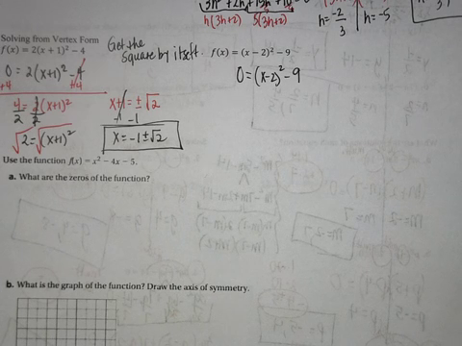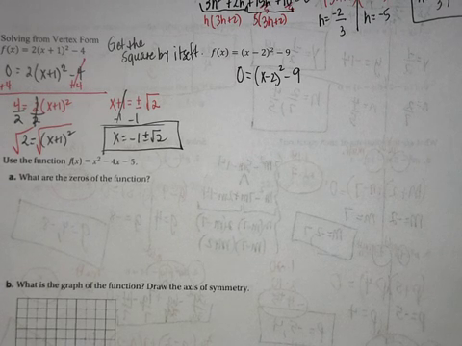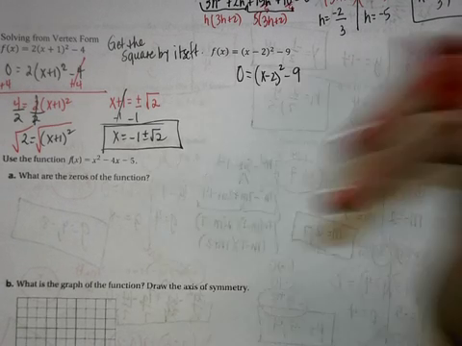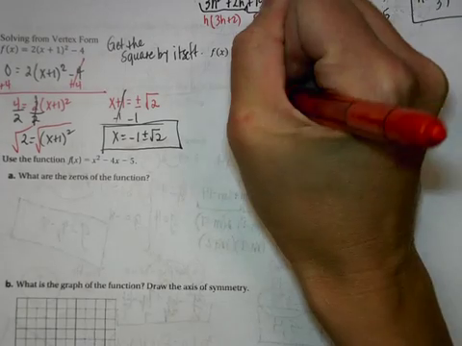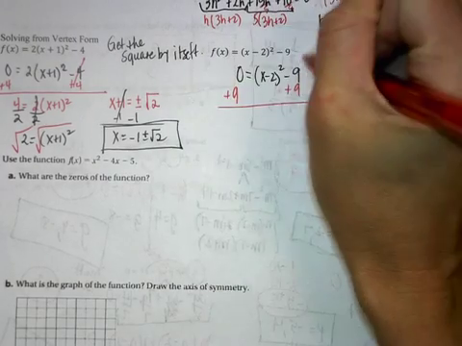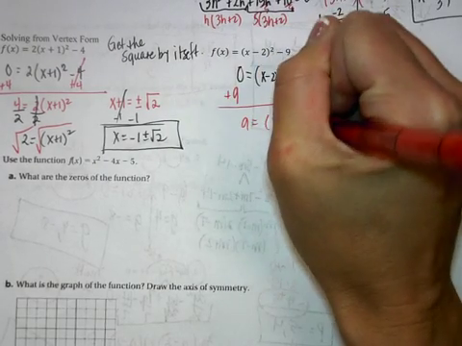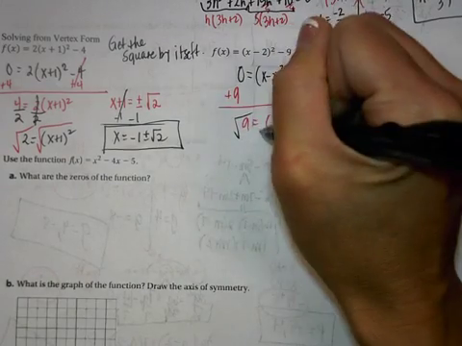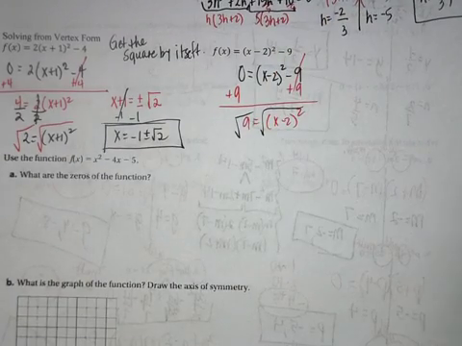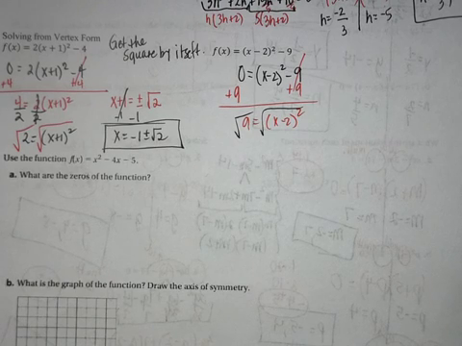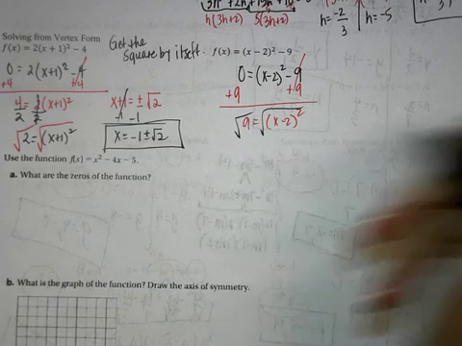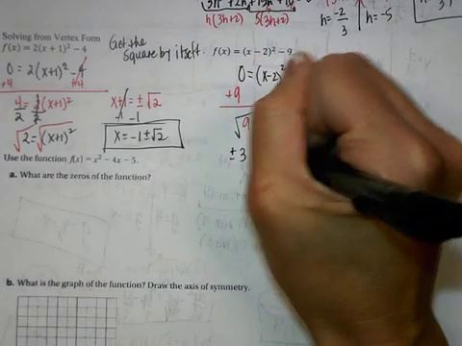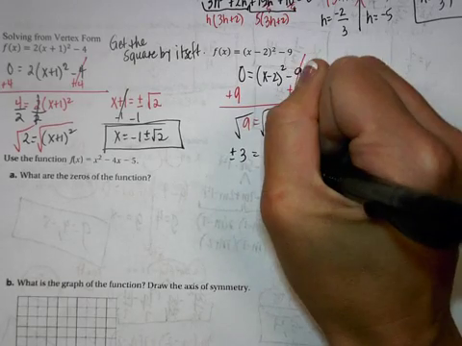Okay, are we ready? Okay, what would I do first? Good, add 9 to both sides. Okay, we do that, we get 9 equals x minus 2 squared. What's next? Very good. What is the square root of 9? 3. Incorrect. Plus or minus 3 equals x minus 2.